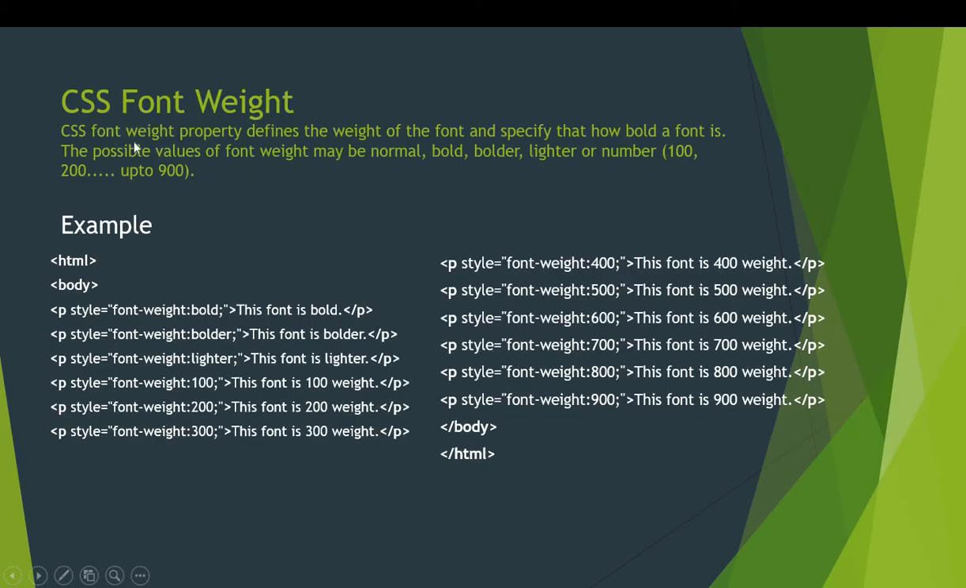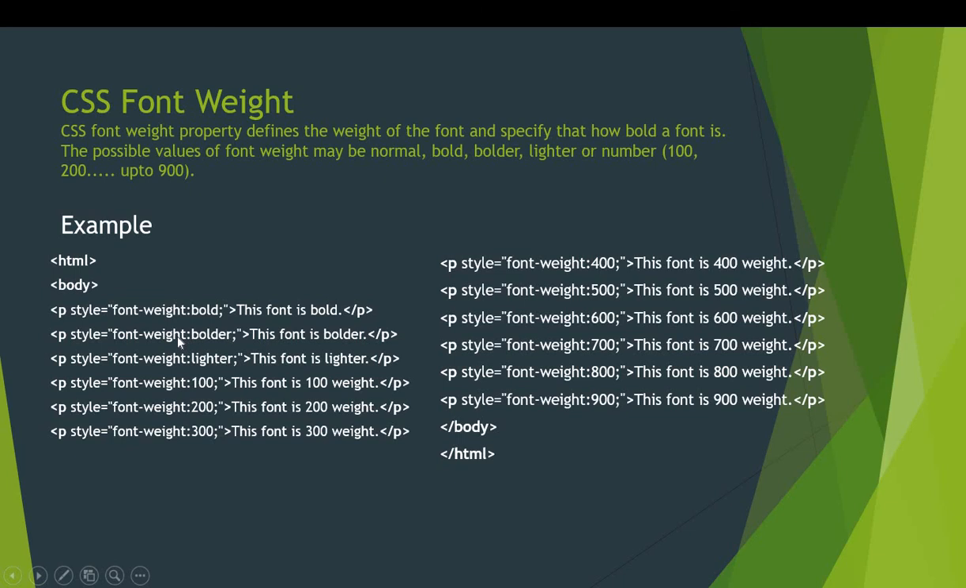CSS font weight. The CSS font weight property defines the weight of the font and specifies how bold a font is. The possible values for font weight may be normal, bold, bolder, lighter, or a number which varies from 100 up to 900. So this is the example.